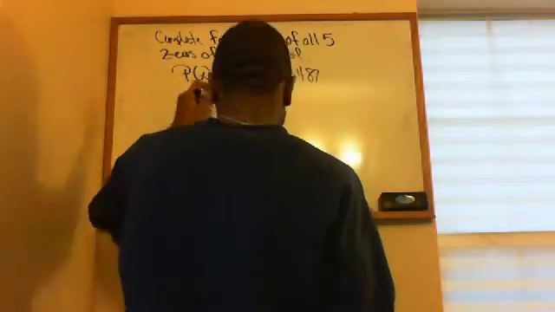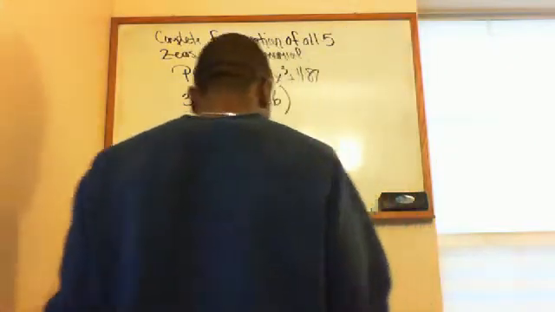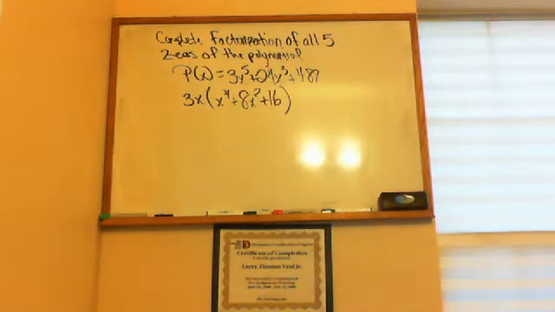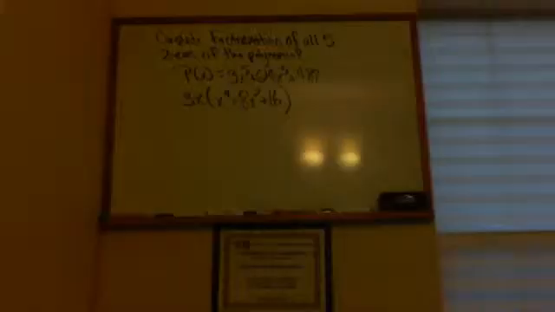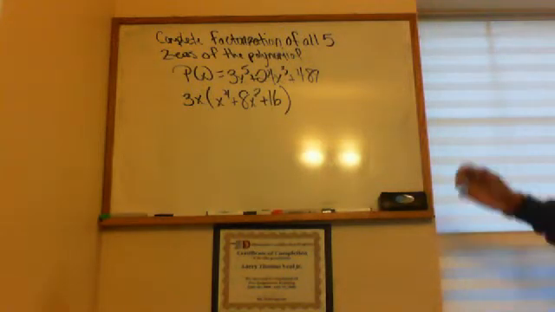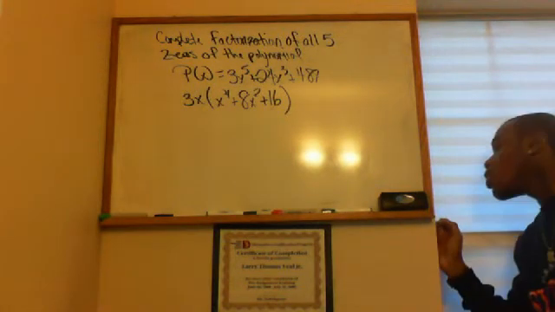And what happens is I get 3x times x to the 4th plus 8x squared plus 16. Alright, now, is there anything else I can do with that problem? Distribute. I can distribute, but I'm looking for the complete factorization. So whatever's in parentheses, I need to try and see if I can factor that.